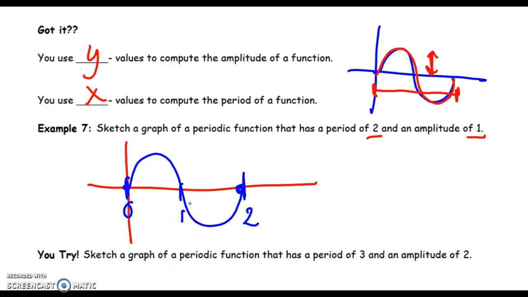That was part of the problem, but fun fact. And if I want my amplitude to be a 1, then I have to label the axis up here 1 and down here at -1. So that way this distance between the midline and the maximum is 1, and same for the minimum. So why don't you guys take a second and try to sketch the graph of a periodic function with a period of 3 and an amplitude of 2.